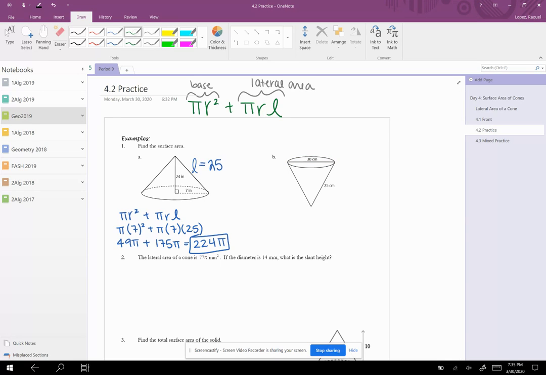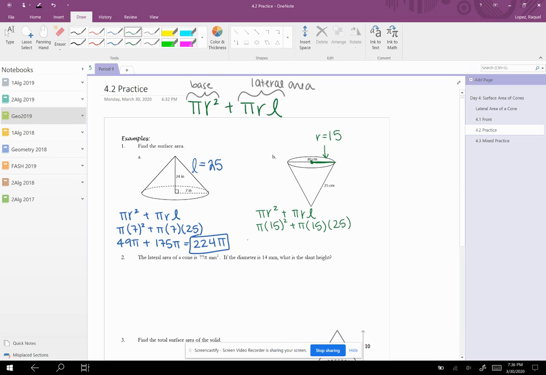All right, welcome back. So again, they gave you the diameter, and that's 30 centimeters, which means that the radius is going to be half of that, and that's going to be 15. I always like to write up the formula that I'm using so I know what numbers I'm plugging in where, and just to help keep my thoughts organized. So that's pi, the radius is 15 squared plus pi times 15, and the lateral surface area is 25.